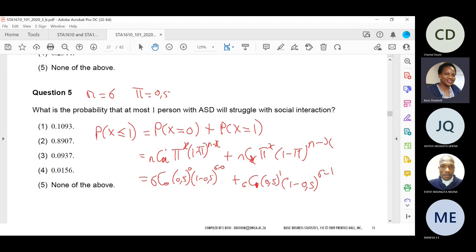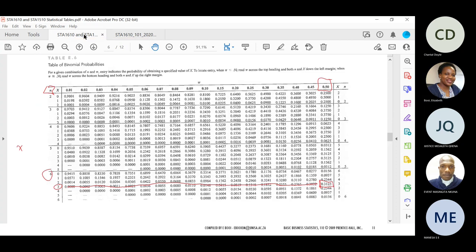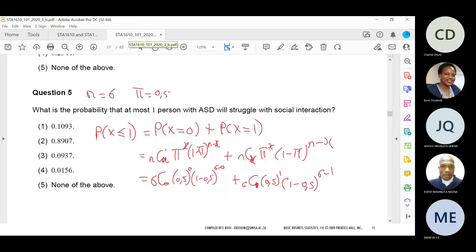Otherwise, you go to the table. We're looking for 1 and 2. So you go to 0 and 1, which are the two values there: 0.0156 plus 0.0937. You add them together.